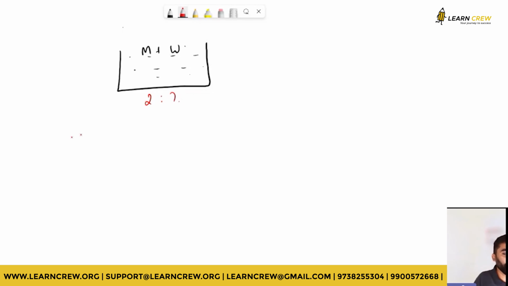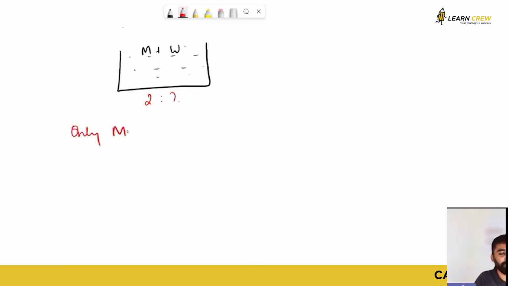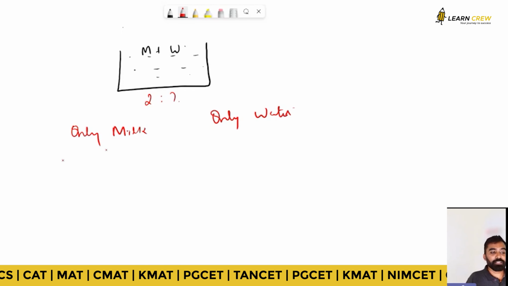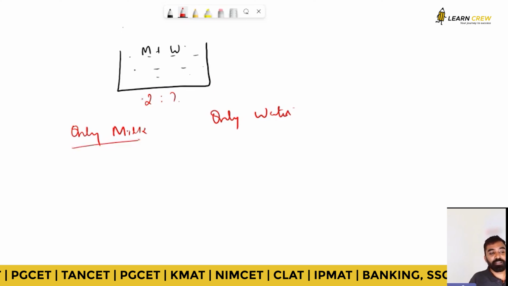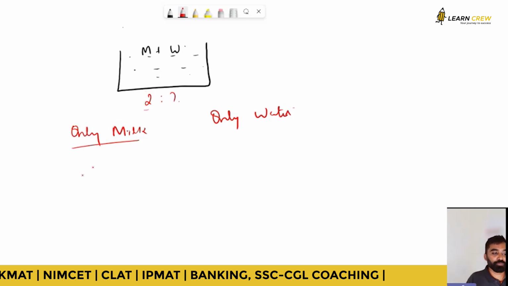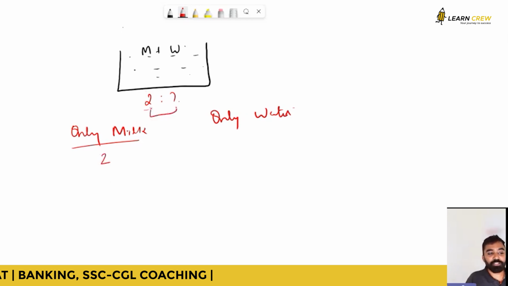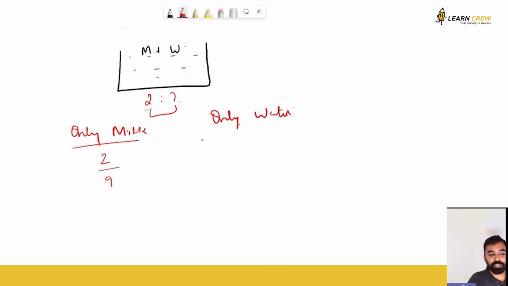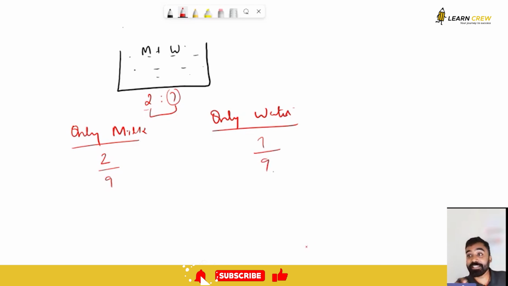Now, if I want to find out only milk, what is the ratio of only milk and how much is only water? Only milk means you're having a ratio of 2. What is the total number of parts? 9. So this is going to be 2/9 for only milk. If it is only water, you're having 7 parts, so 7/9. This becomes the first set of things.